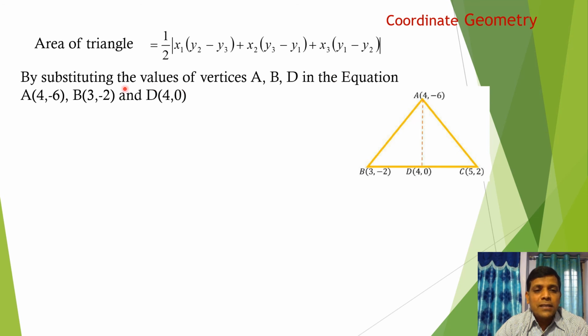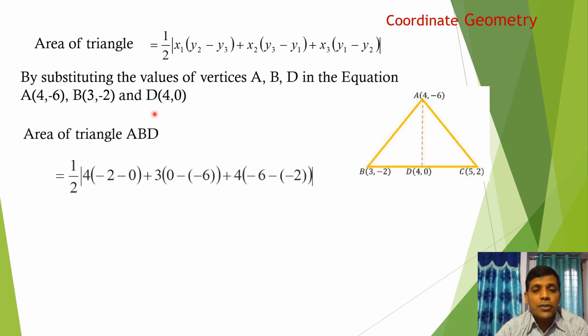By substituting these values A(4, -6), B(3, -2) and D(4, 0) in the given area of triangle formula, let us find the area of triangle ABD.